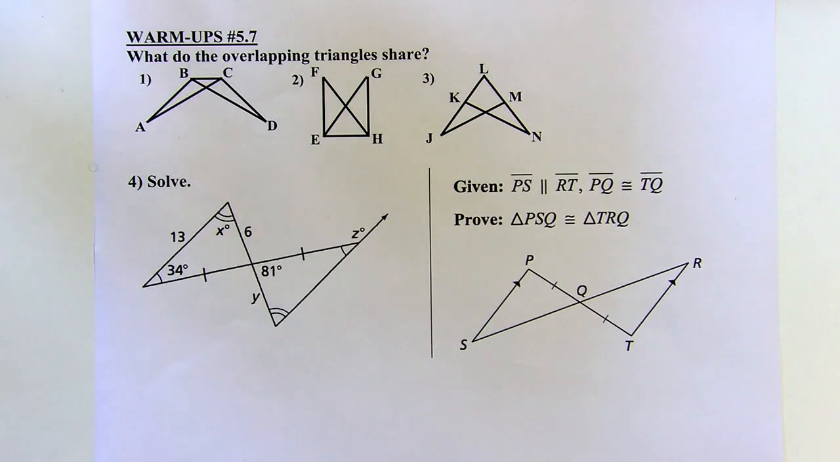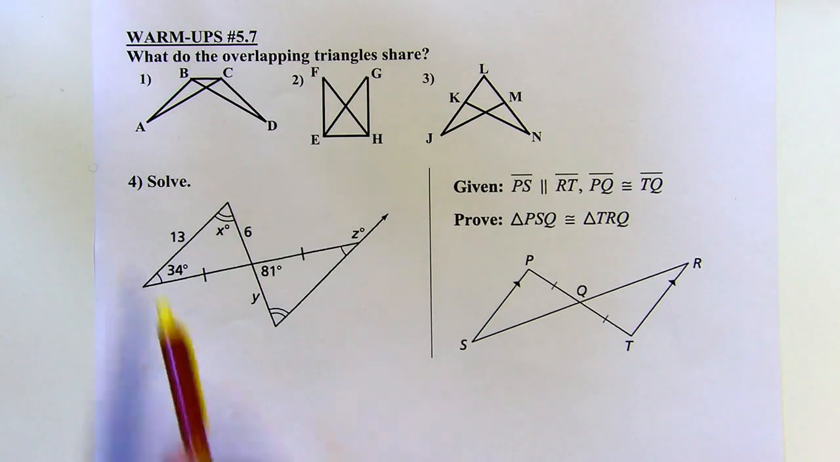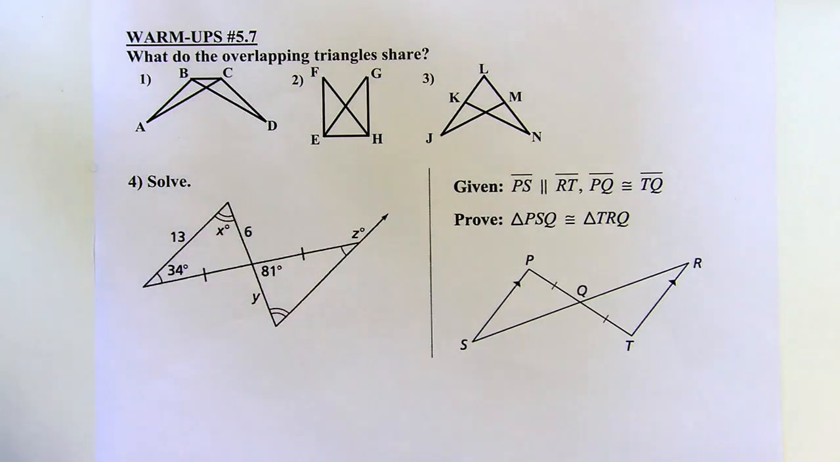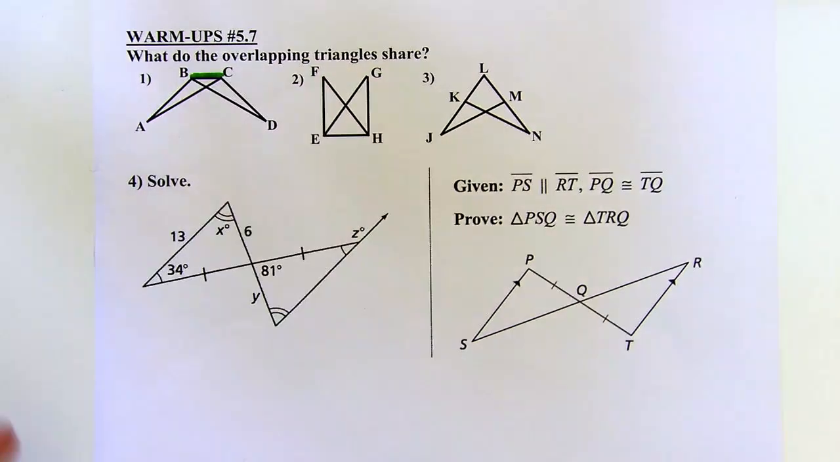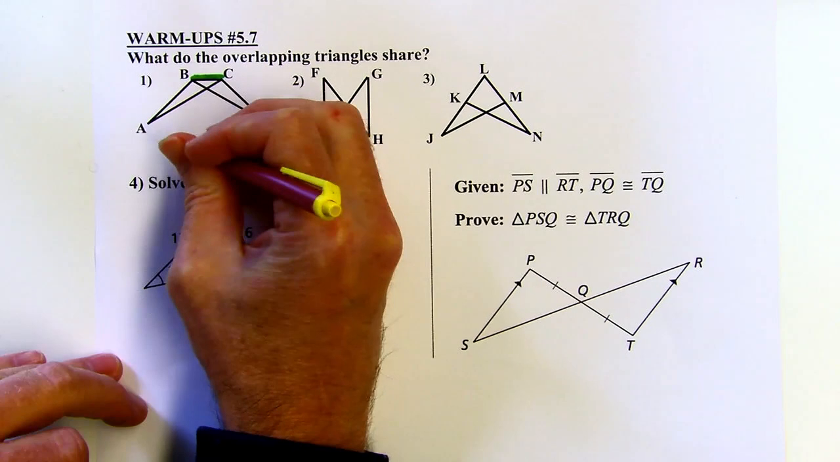Okay, here is warm-up 5.7. We've got a series of overlapping triangles on these first three problems, and the question's asking what do those overlapping triangles share. So in this first problem, they share this side at the top. That's the top of both triangles. So these share side BC.